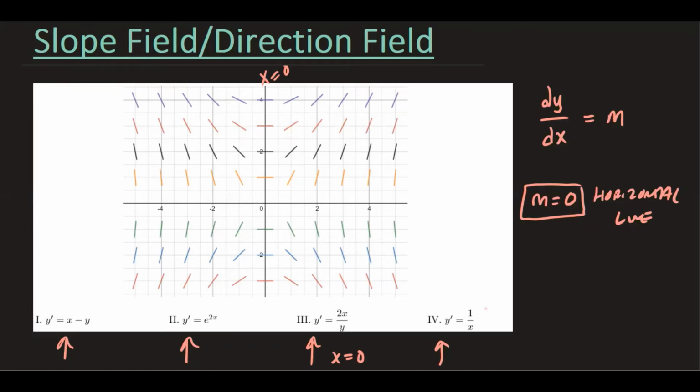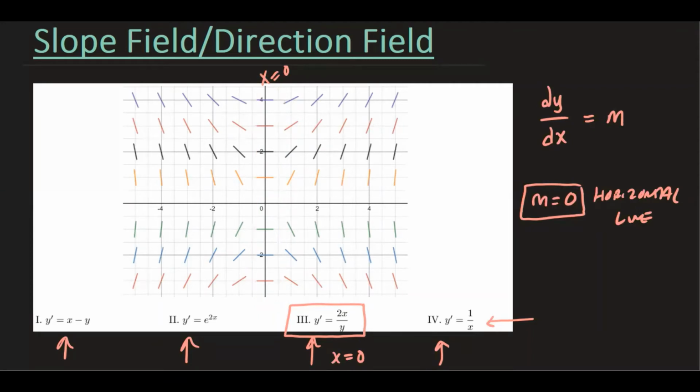The last one, how do we get 0 for this one? Well, we can't, because if x is equal to 0, we have an undefined slope. Undefined slope means it's a vertical line, and we don't see that on this slope field, so we're going to ignore that. So it looks like 3 is the right choice. 3 makes sense because all of these points give us a tiny horizontal line at x equals 0. Now what about the rest of it? Will they make sense? The answer is yes, they should all make sense.